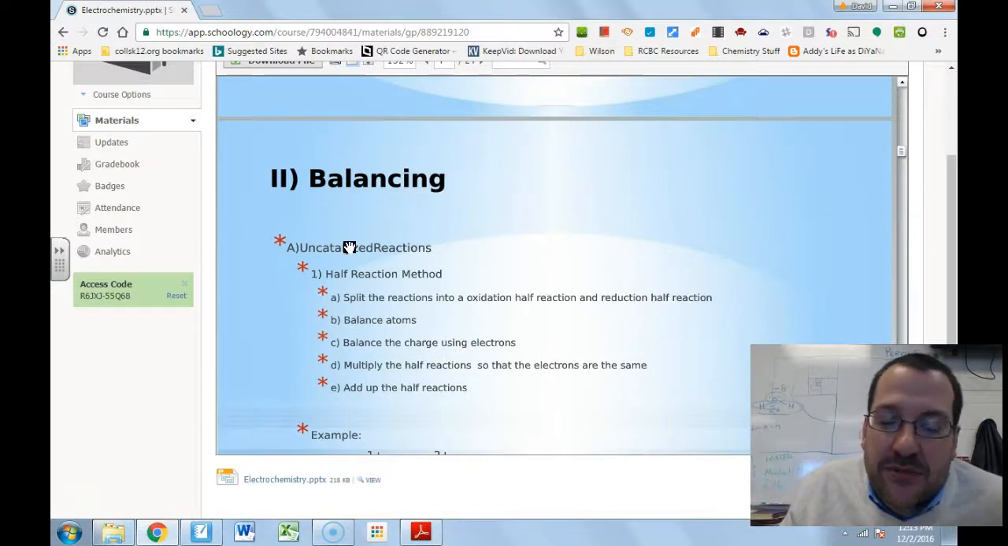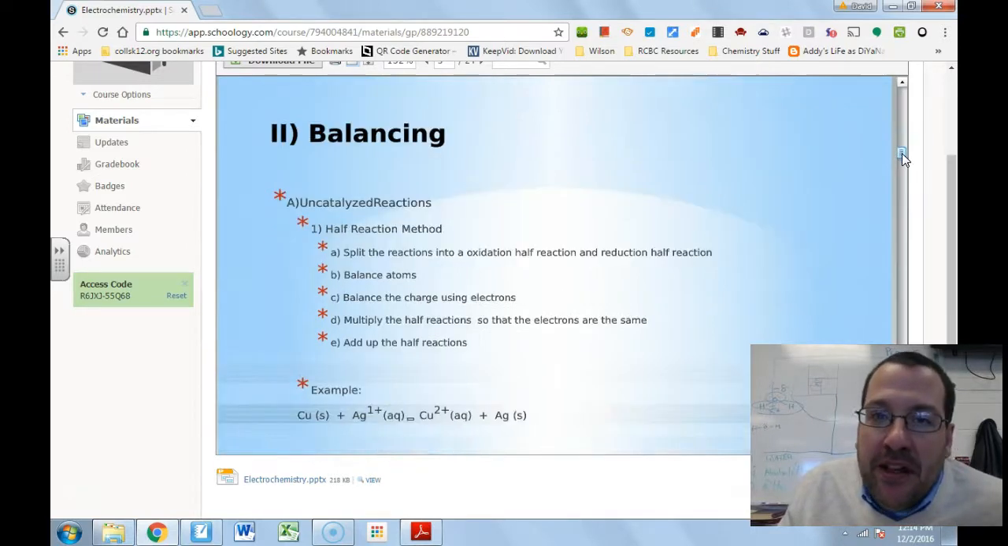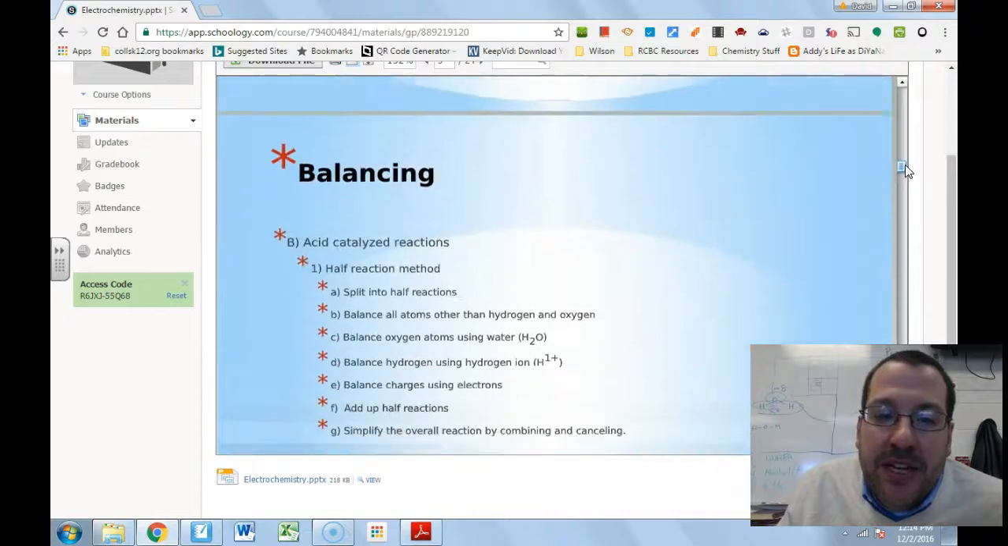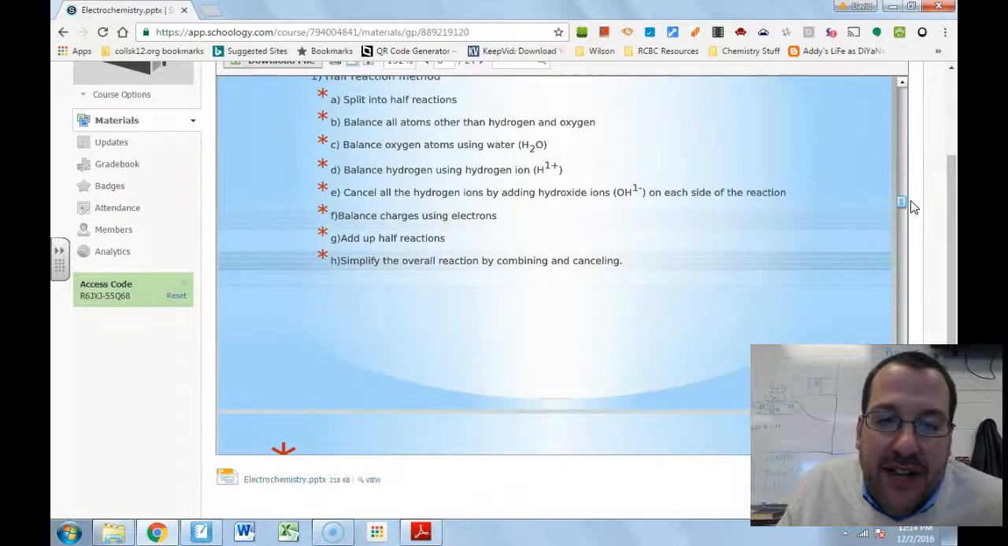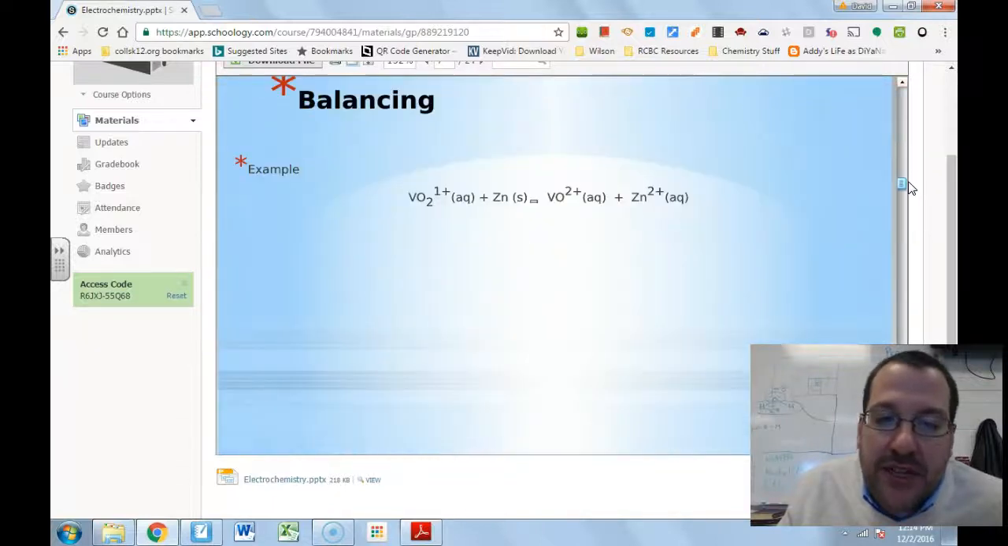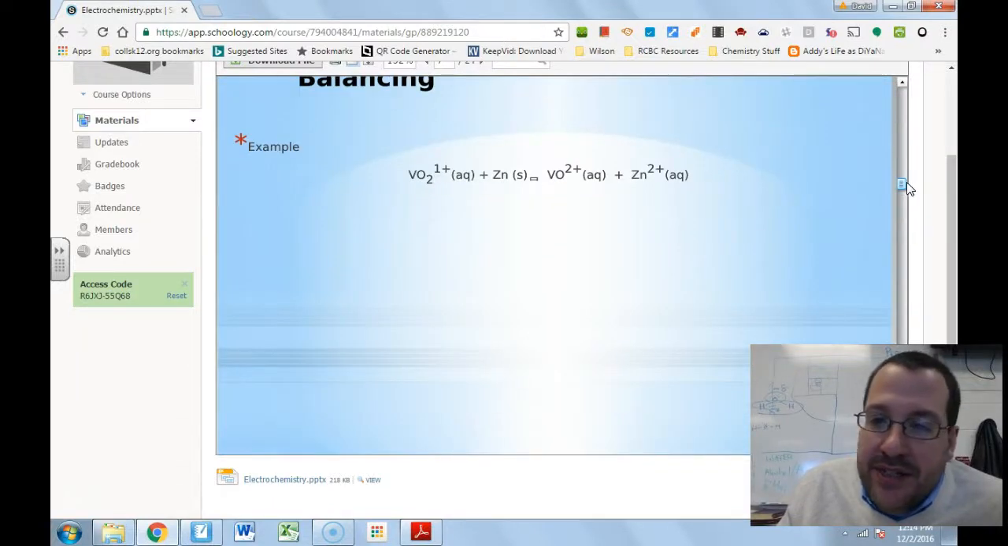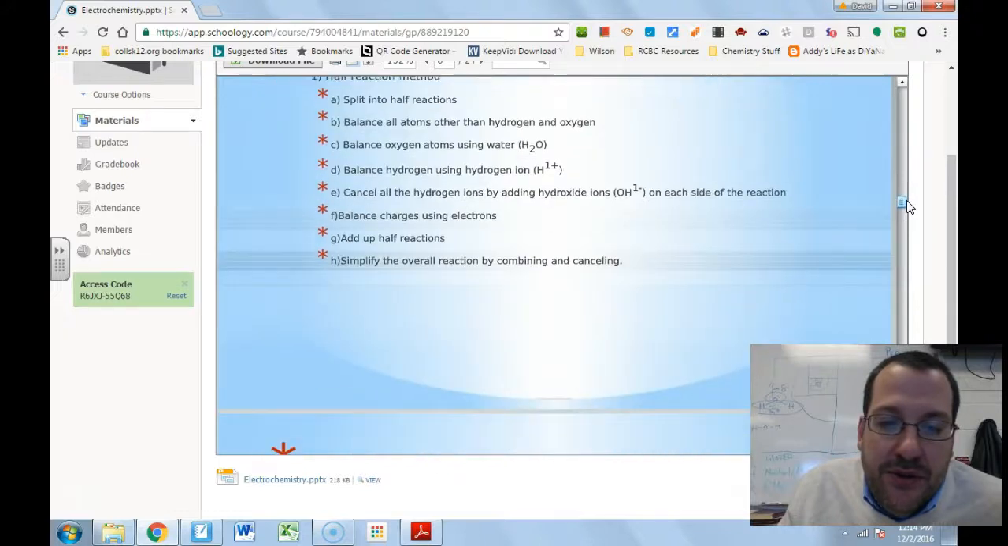One of the focuses in terms of electrochem is going to be balancing reactions. Not only are we going to worry about balancing uncatalyzed reactions, but we need to balance acid catalyzed reactions and base catalyzed reactions. Within each video there are definitely examples of doing that.